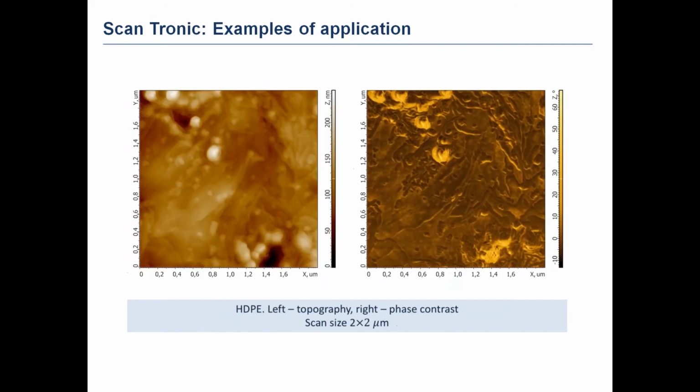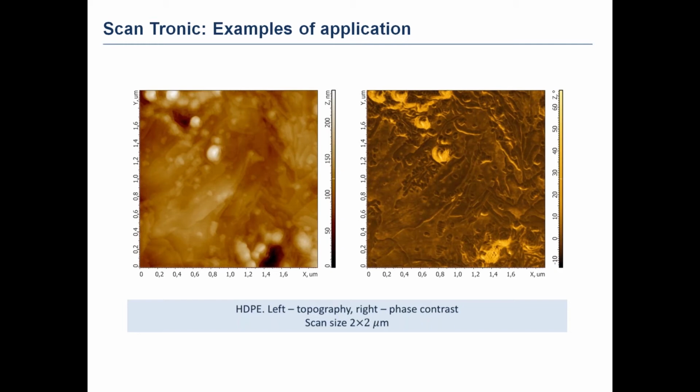Another example is high-density polyethylene. Once again, the topography is shown in the left part of the slide, and in the right part of the slide there is a phase contrast. The scan size is 2 by 2 microns here. Both the topography and phase are clearly visible, and as far as one can see, do not have any artifacts here.